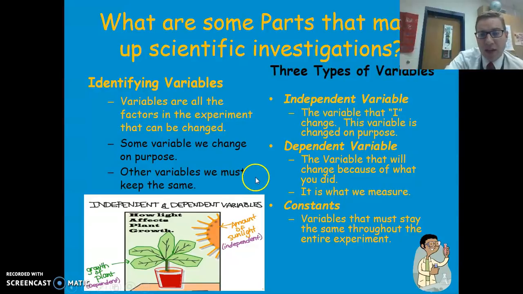For down here I have a plant. The independent variable would be the amount of sunlight. So if plants get more sunlight or less sunlight, I can change that. That's my independent variable. I purposely can control that.